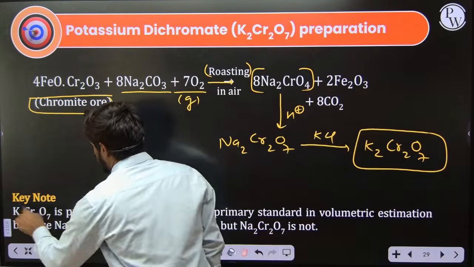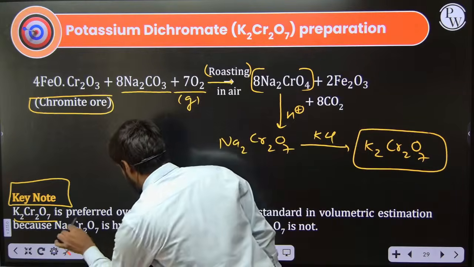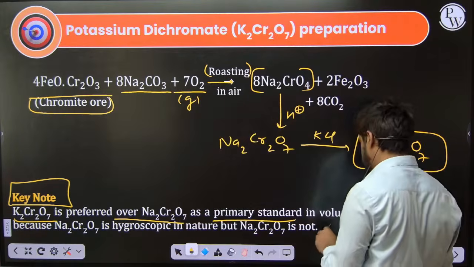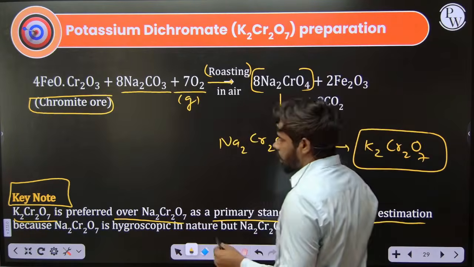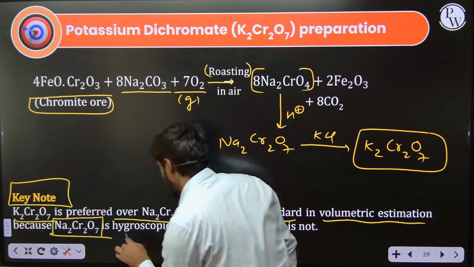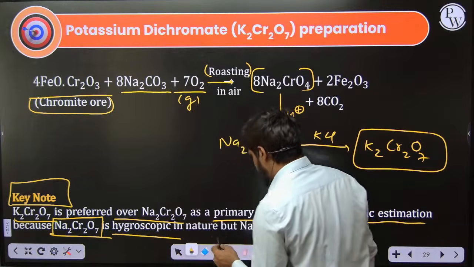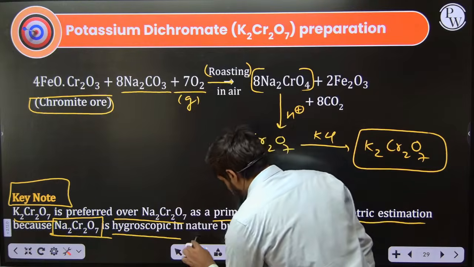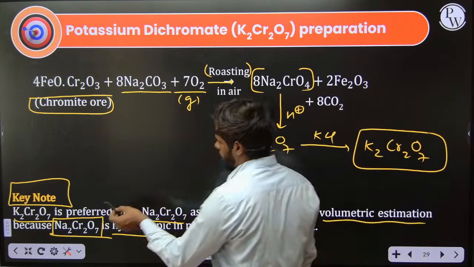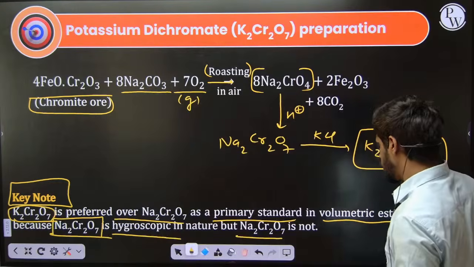So what is the keynote? It is very important that K2Cr2O7 is preferred over Na2Cr2O7 as it is a primary standard in volumetric estimation. Why is it so? Because Na2Cr2O7 is hygroscopic, it absorbs water, and that's why K2Cr2O7 is used, not Na2Cr2O7. This salt is hygroscopic.